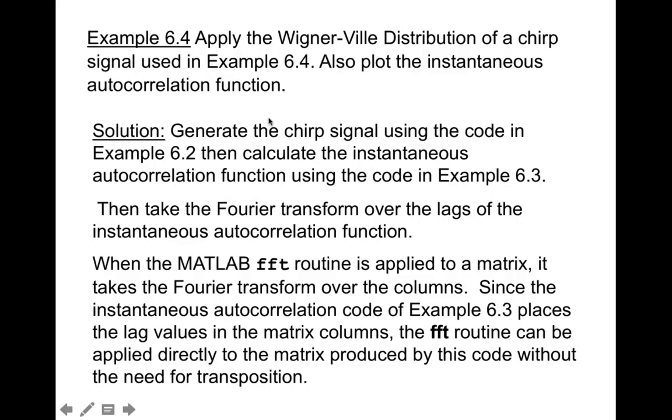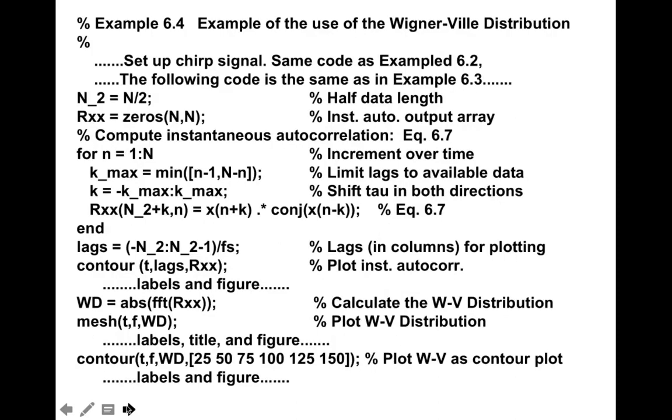So here's an example where we take that chirp signal that was used in the previous example, and we're going to apply the Wigner-Ville distribution and plot the instantaneous autocorrelation. So we're going to generate a chirp signal and then calculate the instantaneous autocorrelation. We'll then take the Fourier transform over the lags of the instantaneous autocorrelation. When MATLAB's FFT routine is applied to a matrix, it takes the Fourier transform over the columns. Since the instantaneous autocorrelation places the lag values in the columns, the FFT can be applied directly and we don't have to transpose the matrix.